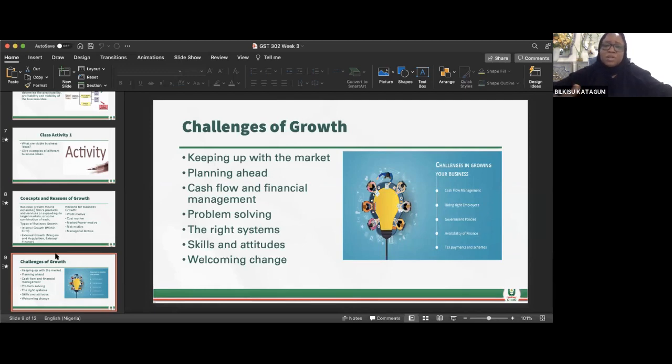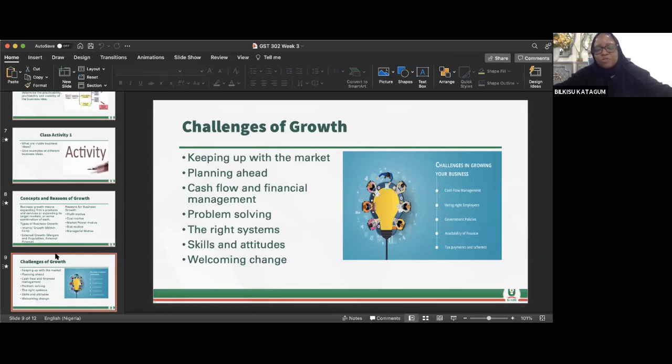The next thing is planning ahead. Some companies want to grow, but they forget that they have to plan it out. Every step of the way, you need to plan. Plan, write it down. What steps do you take? What problems do you think you will envisage? That planning will help you know what issues may come that may affect you. So you plan.